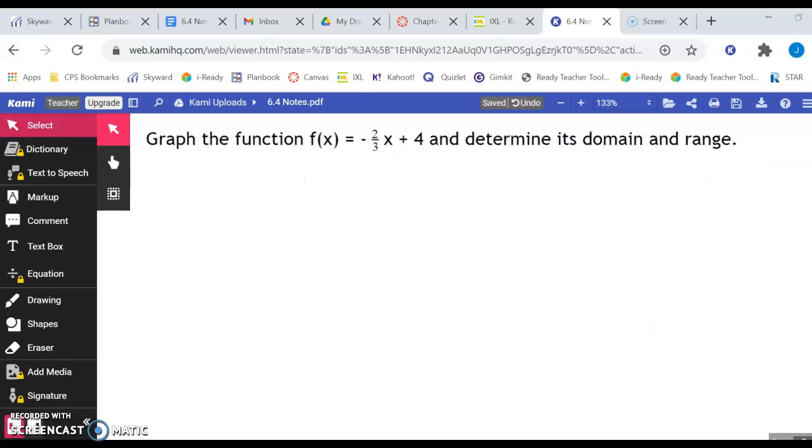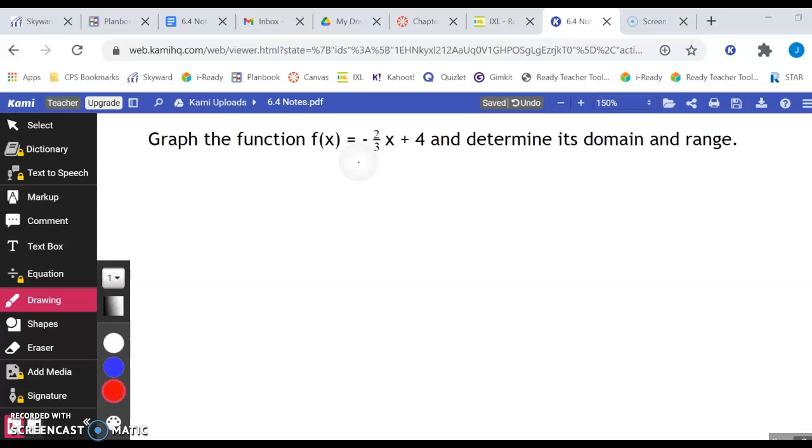Now we have to graph this function and determine its domain and range. So graphing, we can do two things. You can make a t-table and plug in points, or we can graph the faster way, which is figuring out what is the y-intercept in that equation.